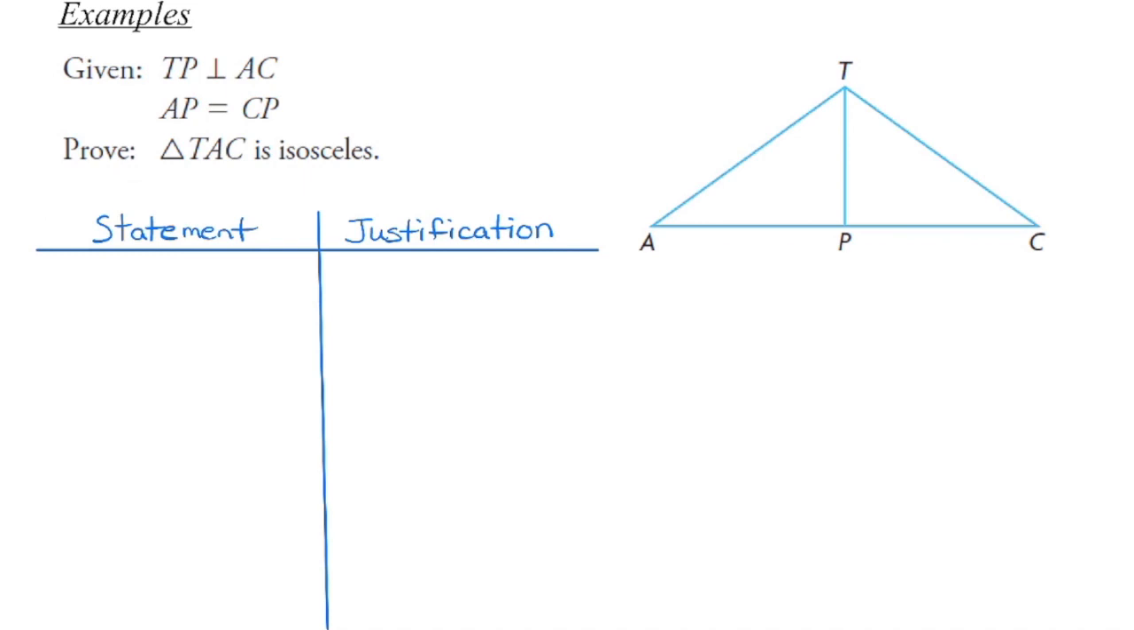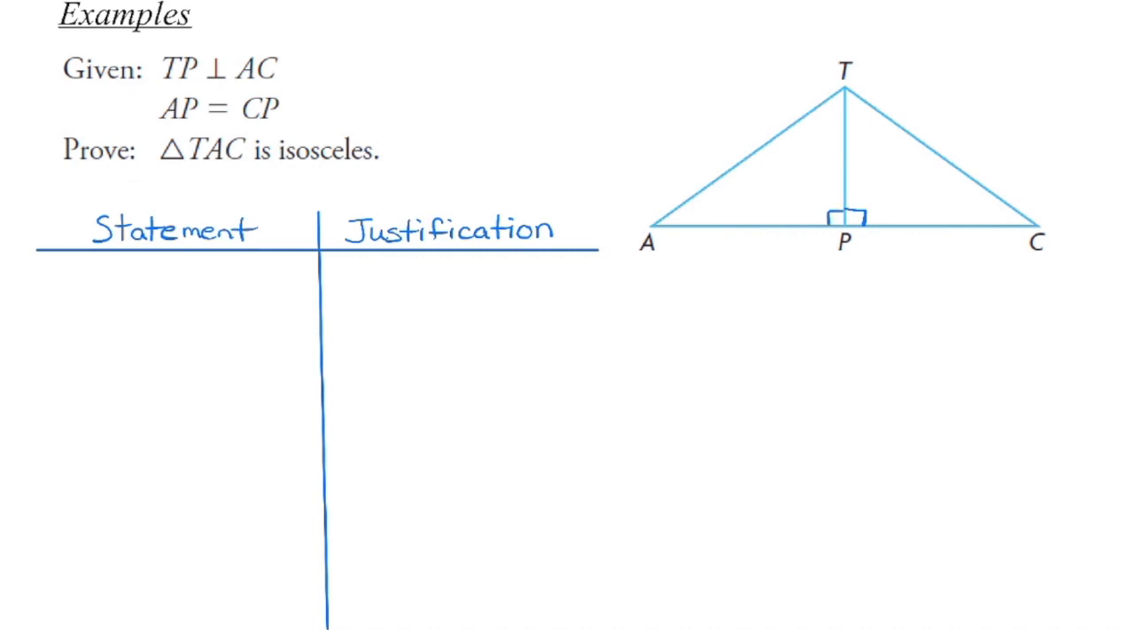Okay, so we're going to start by marking everything on our diagram that we are told. We are told TP is perpendicular to AC. Perpendicular by definition means that two lines intersect at a 90-degree angle. So that means TP intersects AC at 90 degrees. I can go ahead and draw that in there. And if this angle is 90 degrees, because this is a straight angle, I know this is also going to be 90 degrees.